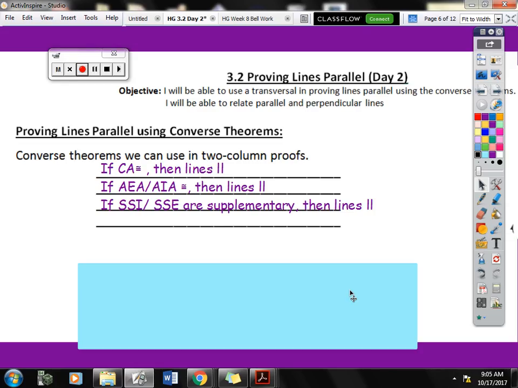We have the converse of the alternate interior and exterior angles theorem, and the converse of our same side interior angles theorem. So if you are someone who doesn't like writing out the if-then, you would literally write the converse of the corresponding angles postulate, or the converse of the other theorems. You have to have the word converse.